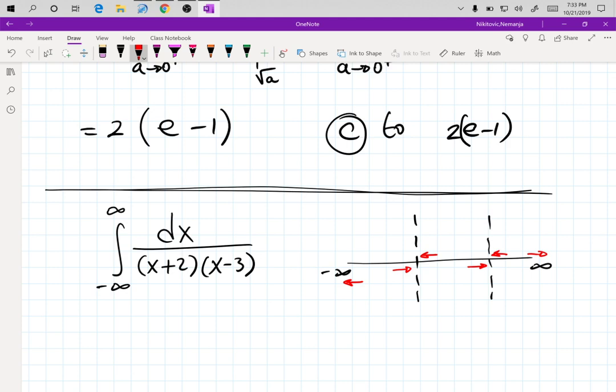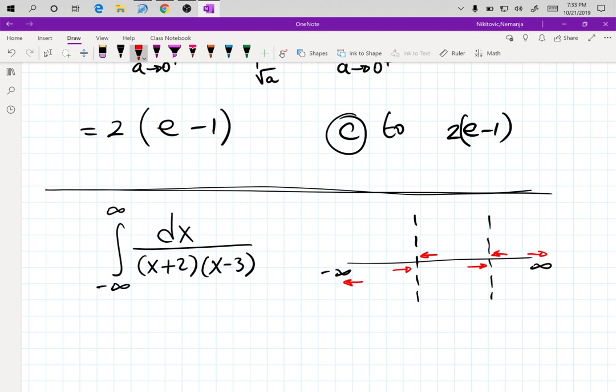So, what are those integrals? Well, these asymptotes are at negative 2 and 3. So I'm going to have an integral from negative infinity to whatever number is between negative infinity and negative 2. So pick a value. 0? How's 0 between negative infinity and negative 2? Oh. Negative 3 it is.